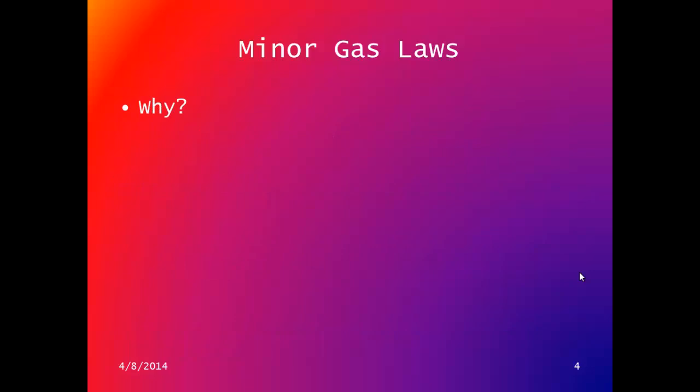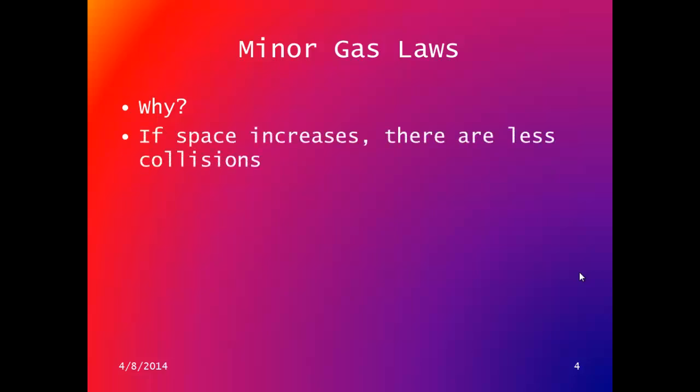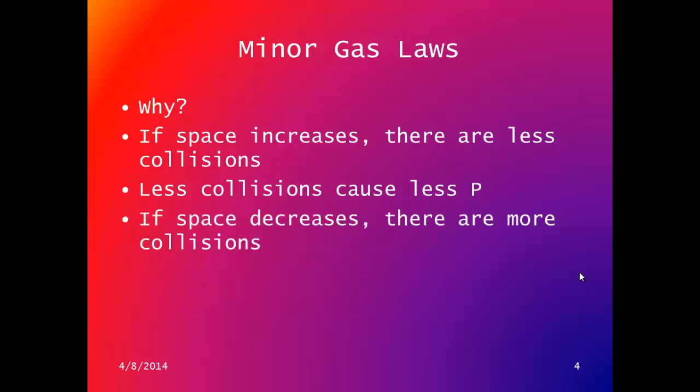Okay, so let's look at why this occurs. What are those molecules doing inside that makes that relationship true? If you increase the amount of space that the molecules are in by increasing the volume, there will be less collisions between molecules. There will also be less collisions between the molecules and the walls of their container. Less collisions cause there to be less pressure. We can also describe the opposite. If space decreases, if you decrease the volume, then there will be more collisions. More collisions between molecules, more collisions between the molecules and their container. If there's more collisions, then you have more pressure.